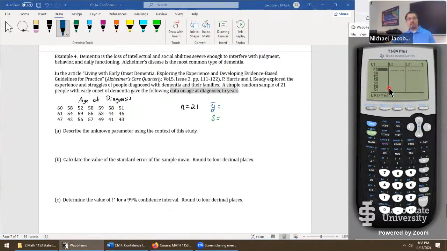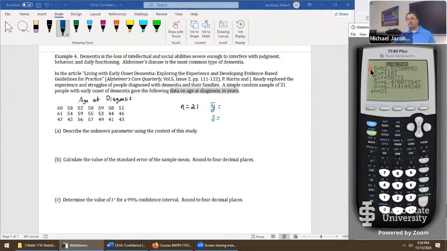So if you know how the next steps go, you probably already have the values. But just for the sake of review, next thing you do is immediately hit the stat button, move over to calculate, and just hit enter right here. We want option one, variable statistics. L1 should be there. And if that's the case, everything should be all set up. Frequency list should always be blank. So if there's something there, just delete it.